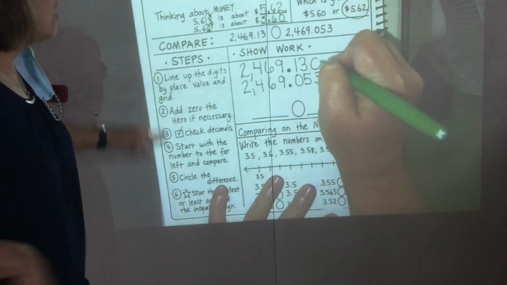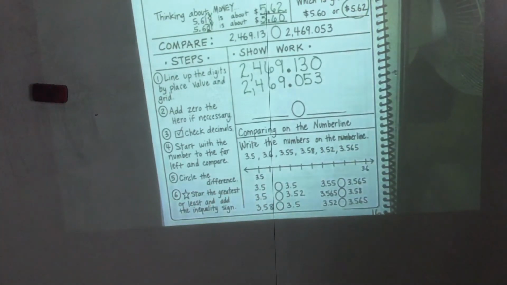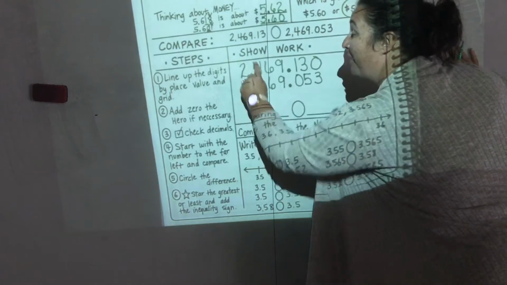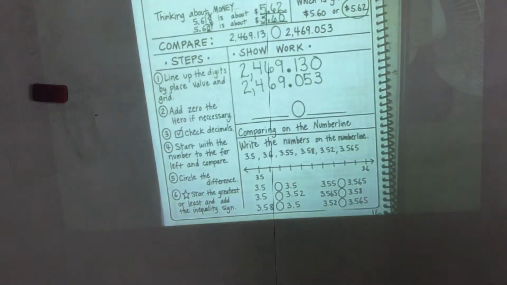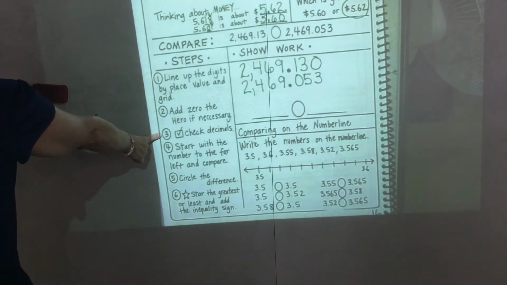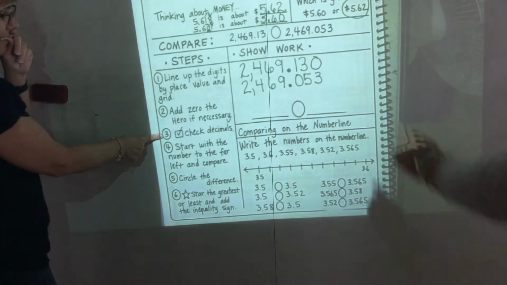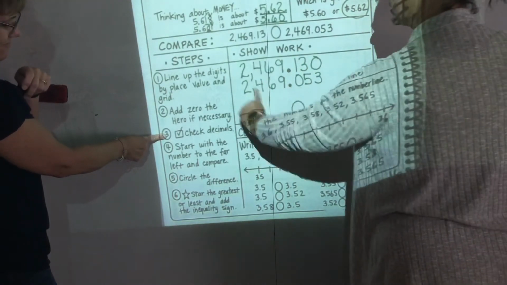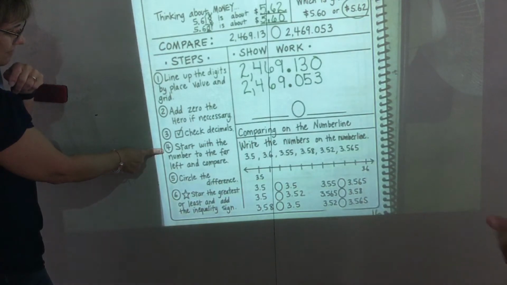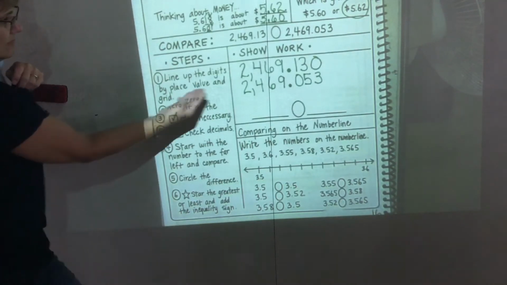All right, now. Oh, that looks good. Now I can see that. Now everybody has a partner. The top number has a partner with the bottom number. All right, now we got to check the decimals. Okay. Well, we did that. They're lined up. The decimals are lined up. My whole numbers are lined up. I'm good to go. Start with the number on the left and compare.